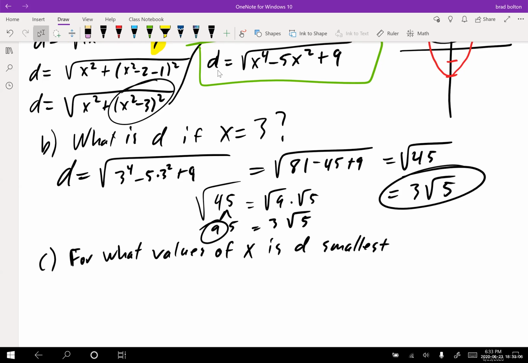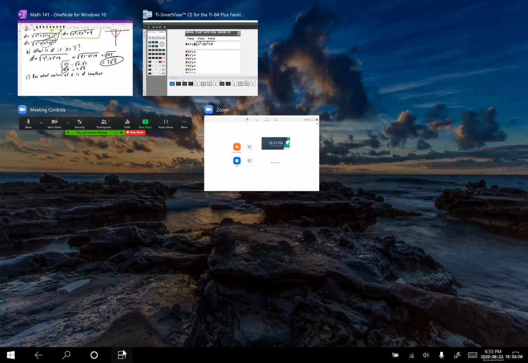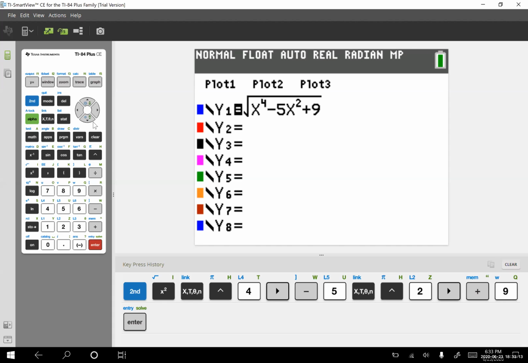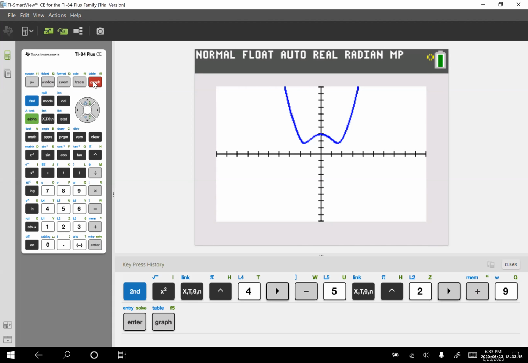Minus 5x squared plus 9. Okay, so now I'm going to graph this. Okay, so that's the shape I get. Now what we're looking for is the smallest, the local mins. We're looking for, I guess, the absolute mins, but they turn out to be local mins. So this is the graph of the distance formula. It is not a graph of the original parabola. This is the graph of the distance formula.